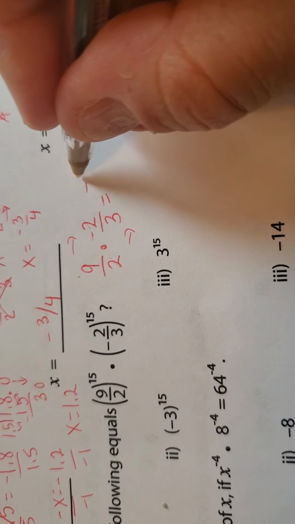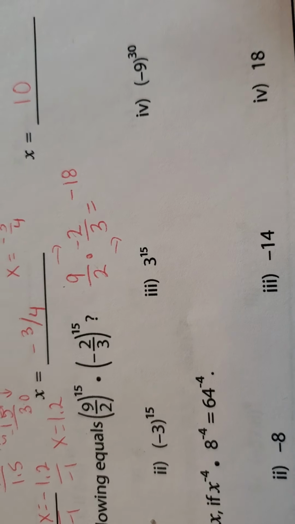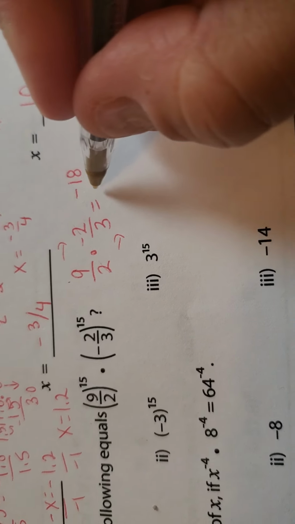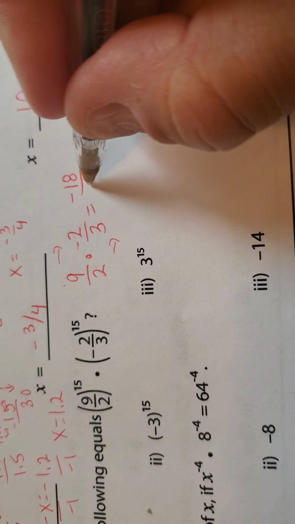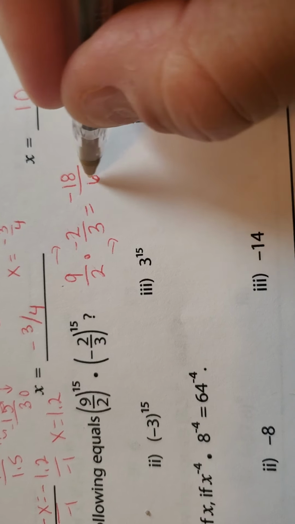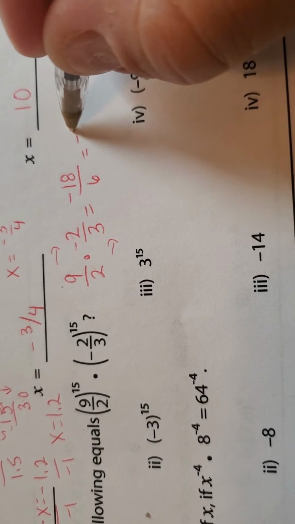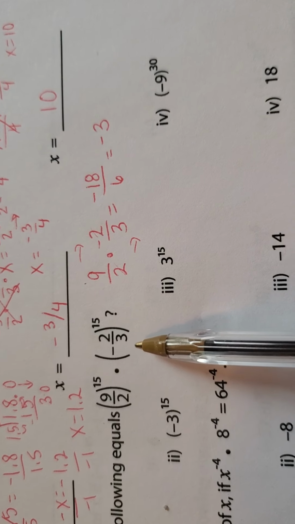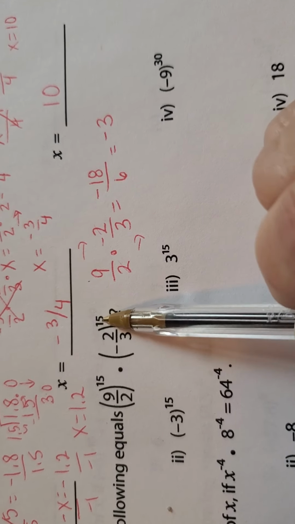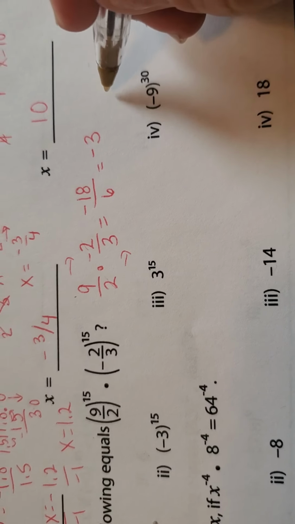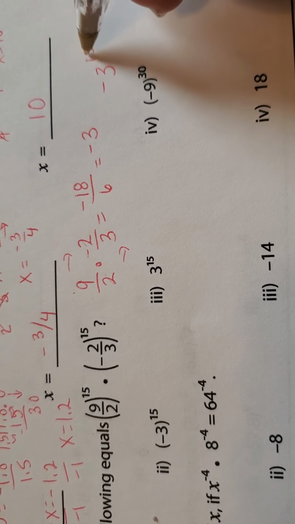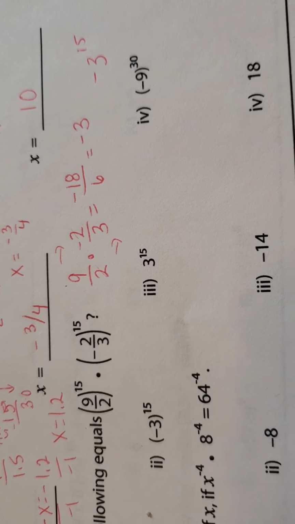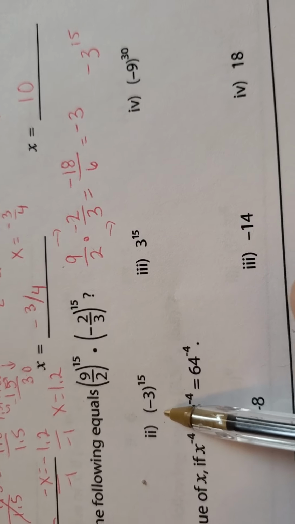So I'm going to go ahead and multiply straight across the top. 9 times negative 2 is negative 18. 2 times 3 is 6. And then I'll divide 6 into negative 18 to get negative 3. We are going to express our answer using the exponent of 15. So I need negative 3 to the 15th power. And we see that in choice number 2 right here, Roman numeral 2.